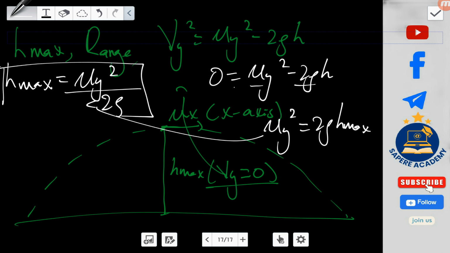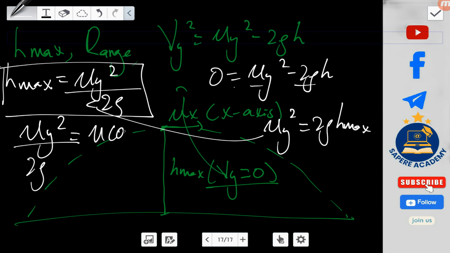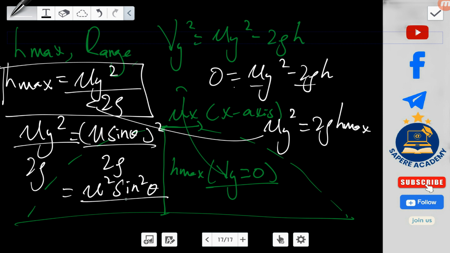So, this is h max. h max is u of y squared divided by 2g. Remember that u of y squared is u sine theta squared, so it is u squared sine squared theta over 2g. So this is how we find it. The next question: what time does it take to reach h max?